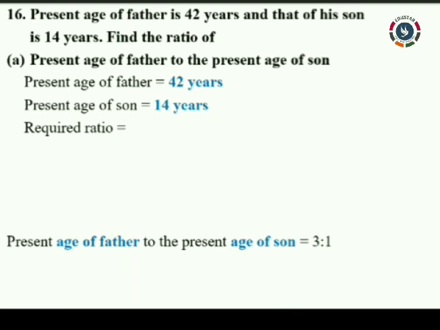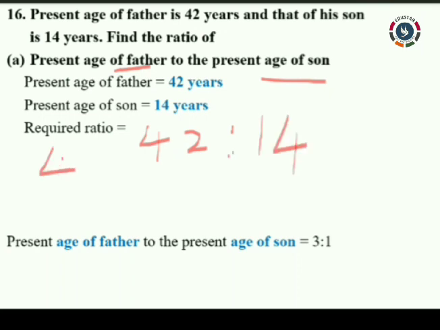Next one, in exercise 12.1, 16th question. Present age of father is 42 years and son's age is 14 years. Find the ratio of the present age of father to the present age of son. First you have to write the given data. Age of father is 42 years and present age of son is 14 years. Can you write the ratio? Yes. So present age, father to son, right? So first you should write the father's age. Father's present age is 42 is to next son's present age is 14. So 42 is to 14.